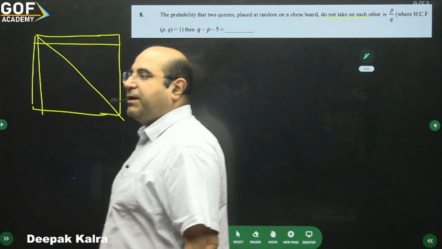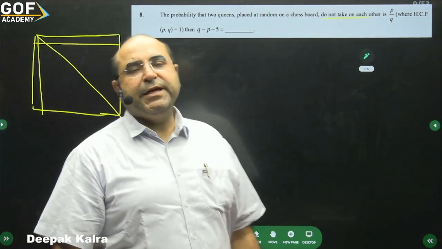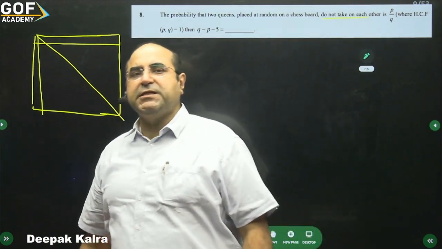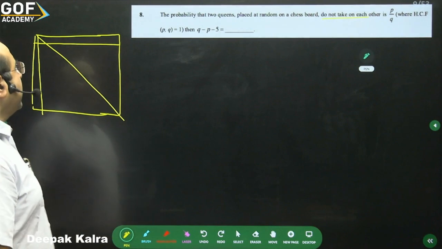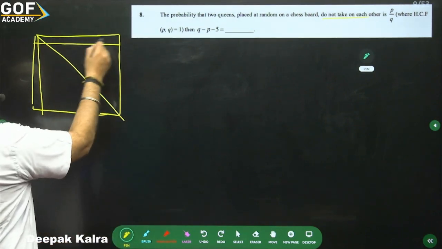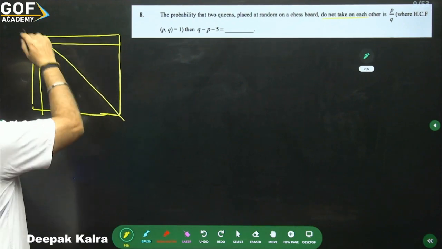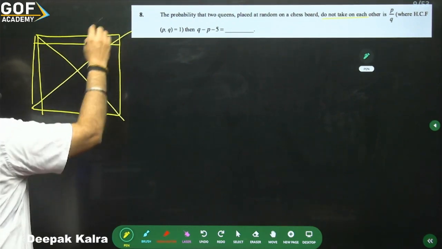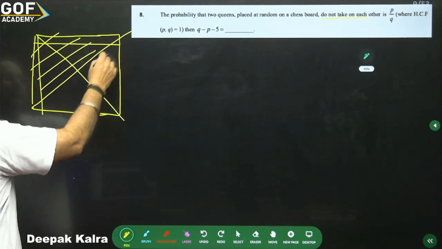We'll calculate the cases where they take each other, meaning where they can face each other and cancel out one of them. For that, we'll count all horizontal cases, all vertical cases, all diagonal cases, and all cases parallel to the diagonal. You got my point?